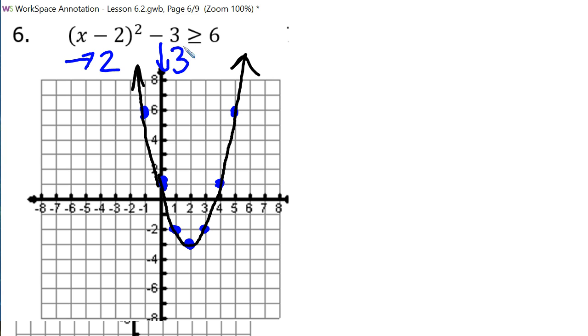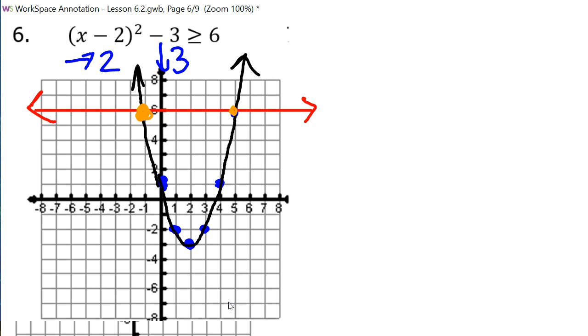And where do we draw the horizontal line? Through 6. Now, find your points of intersection. So -1 will be part of the answer, and 5 will be part of the answer.